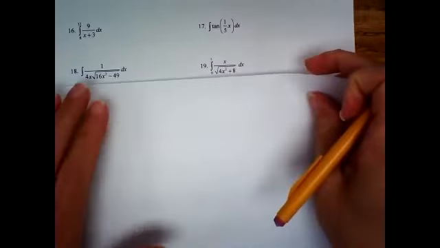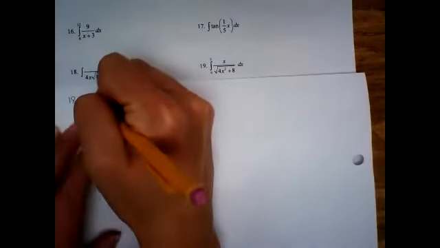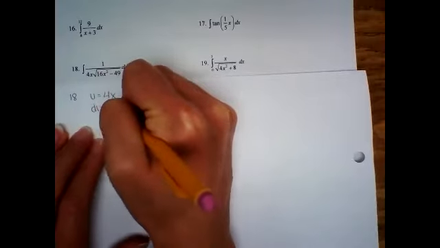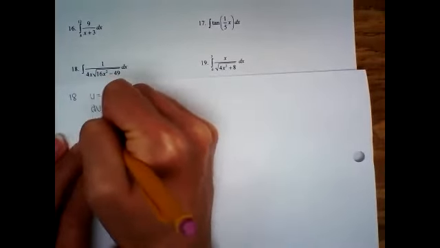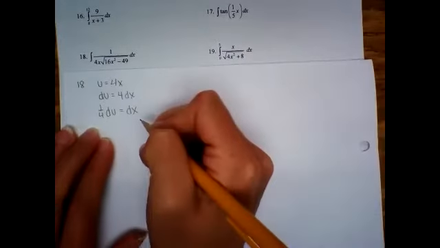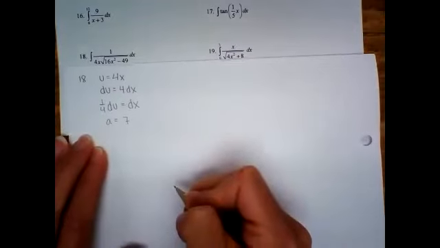All right, number 18 is another one of our inverse trig patterns. This one's going to be arc secant. We're going to let u equal 4x. The derivative of that is 4, and then we'll adjust with a 1/4. And then a is going to be 7. 7 squared will give you 49.